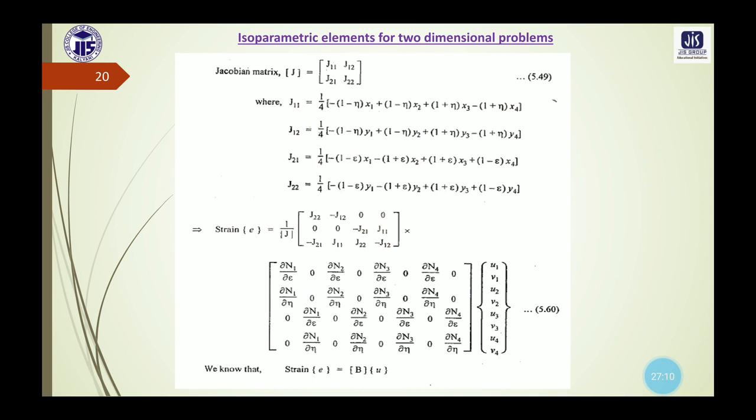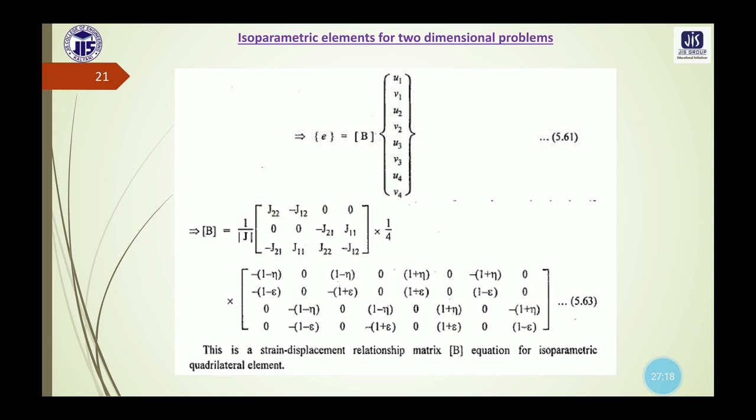Now the general mathematical representation of the strain is epsilon equals B into U. This is known to us. So finally we get the equation of the B matrix, which is the strain displacement relationship matrix. It is represented as equation number 5.63. So this is the strain displacement relationship matrix equation for the isoparametric quadrilateral element.